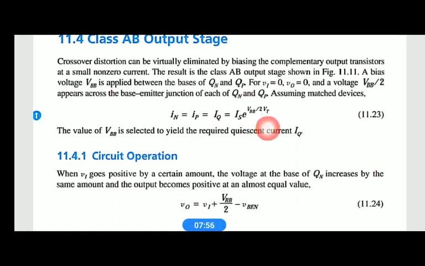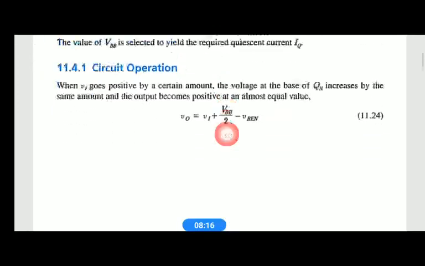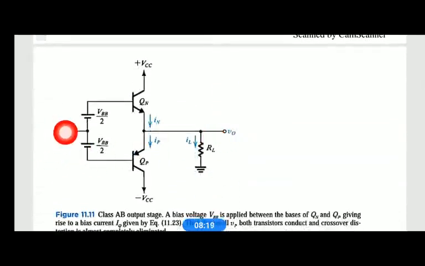VBB by 2 into VT means this is the current flow here, right? So let's analyze the circuit operation by applying an input signal, and we will observe the positive half cycle and negative half cycle. When you apply the positive half cycle at the Vi, this positive half cycle makes the voltage at this point, at the base point, increase. The positive voltage will increase here, right?